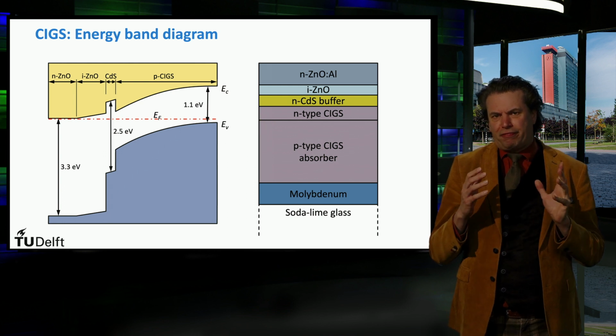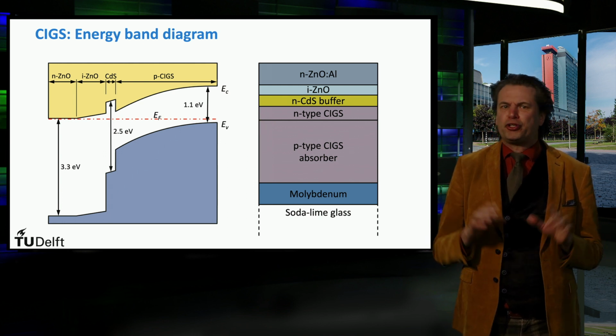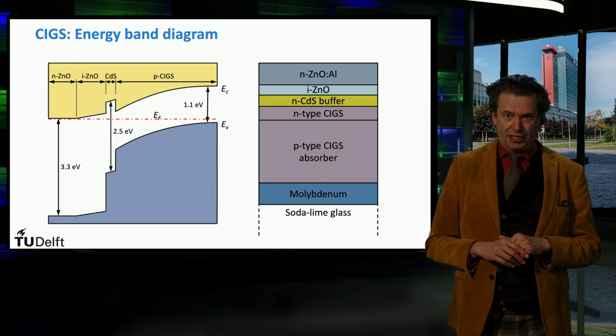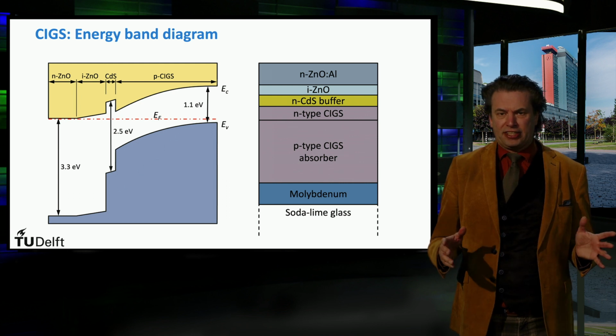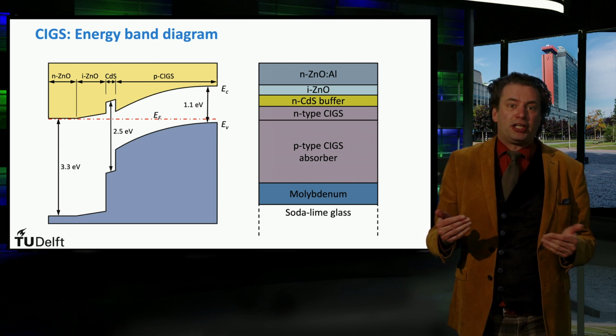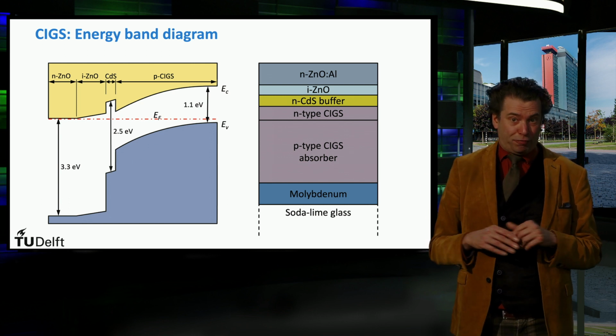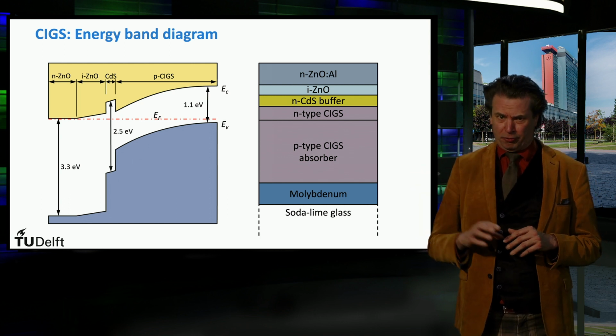In copper-deficient p-type CIGS materials, the dominant recombination mechanism is the Shockley-Read-Hall recombination in the bulk. In contrast, in copper-rich CIGS films, the Shockley-Read-Hall recombination at the CIGS cadmium sulfide interface becomes dominant.